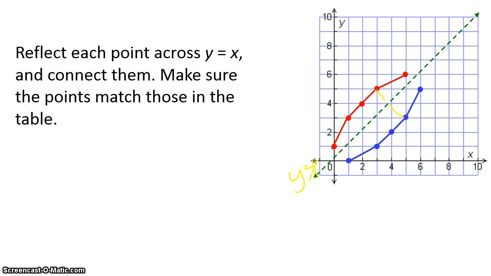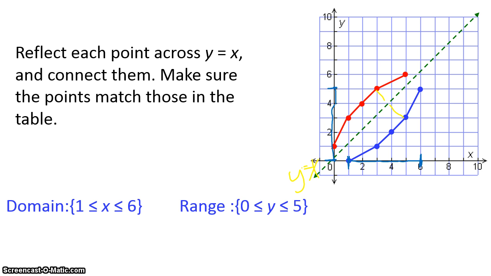So now let's talk about the domain and range. So let's take our original first. That was our blue one this time. Our domain started here at 1 and went to 6. And the range started at 0 and went to 5. So our domain went from that 1 to 6, and our range went from 0 to 5. Again, those endpoints are included. Can you predict what the domain and range will be of your inverse?